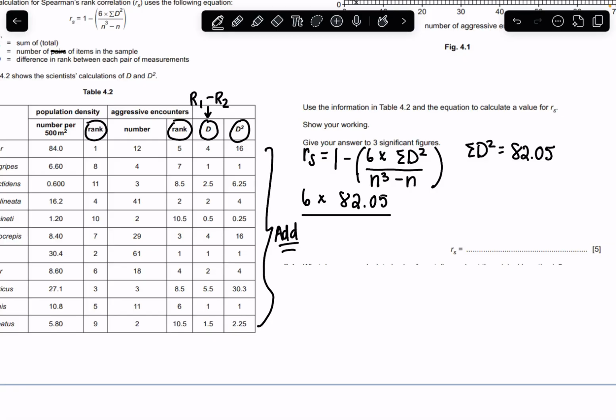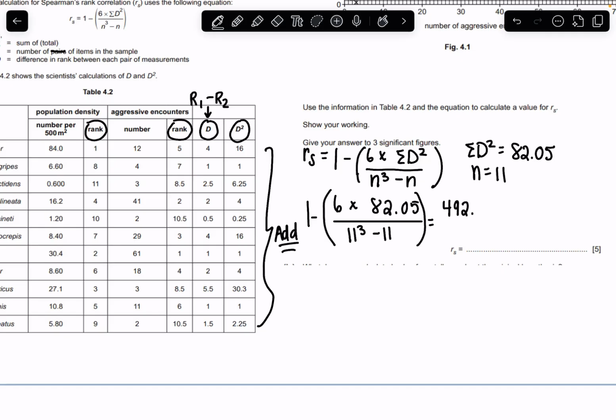N, remember we said N equals 11. So it's going to be 11 cubed minus 11. Don't forget, you do have a 1 that comes before our parentheses. So I'm going to put that in so you actually see the 1 so we don't forget about it. So 6 times 82.05. On the top, you're going to get 492.3. We're going to divide that by 11 cubed minus 11, which is 1,320.